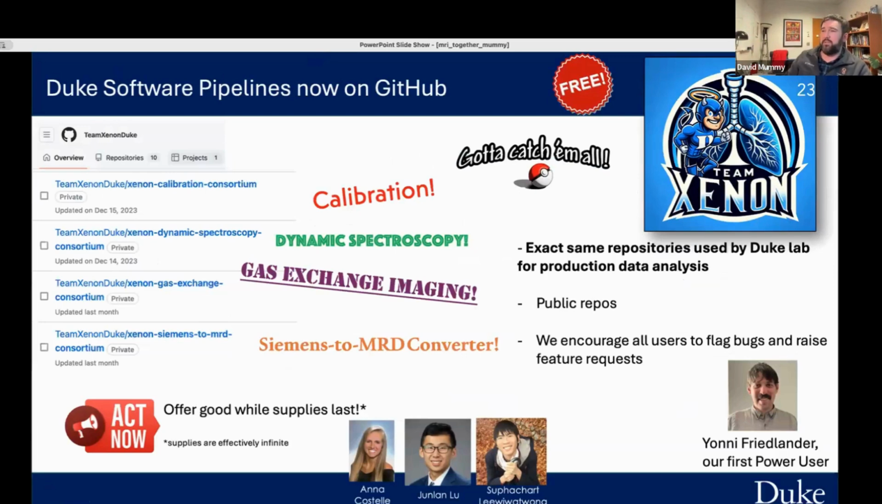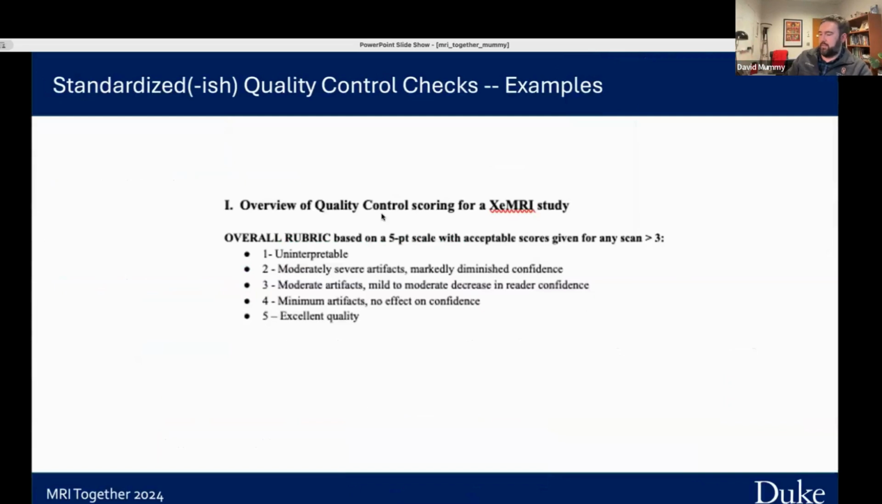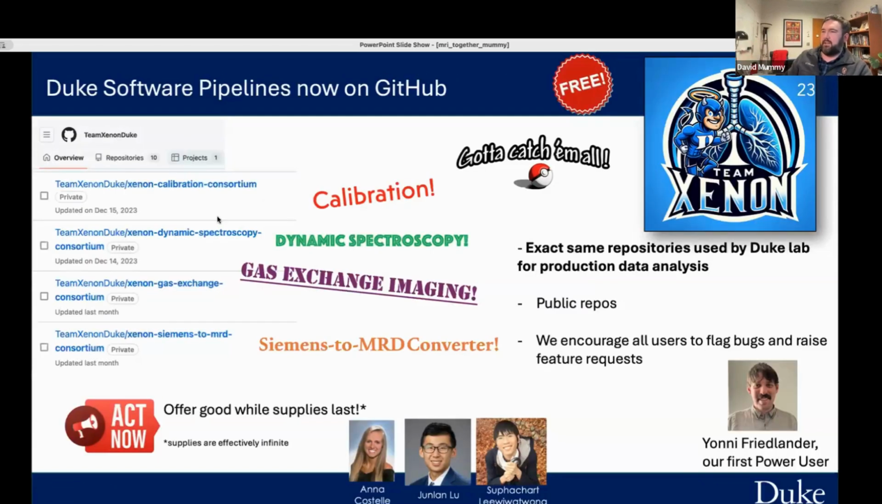We also put all of our Duke pipelines on GitHub. These are the ones that we've used for our production data and in this study and in future clinical studies. They show as private here just because I didn't update the screenshot, but they are now actually public. So you can do, I didn't talk about all these different scans, but there's multiple flavors of Xenon scan, and you can go in and grab those pipelines and run it to your heart's content. We encourage all of our users to flag bugs and raise future requests.